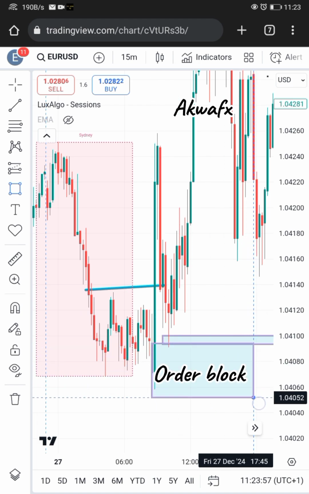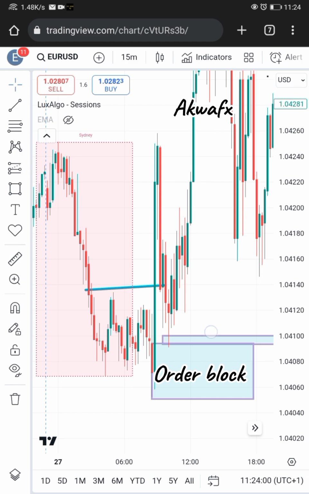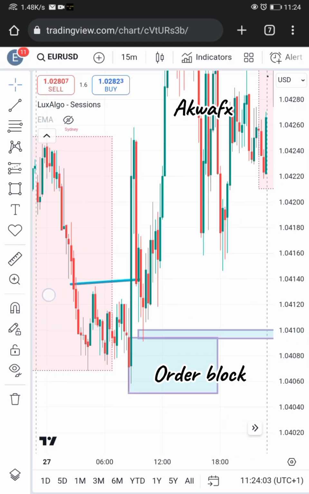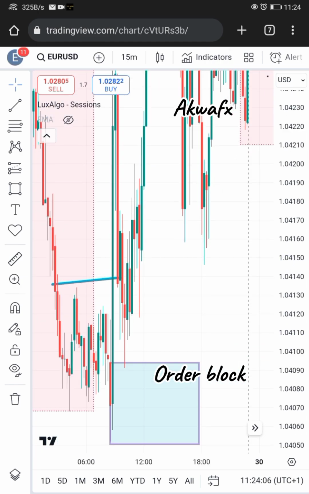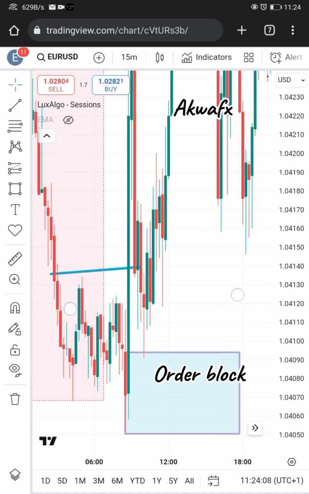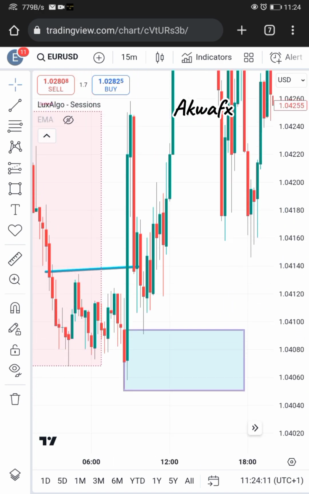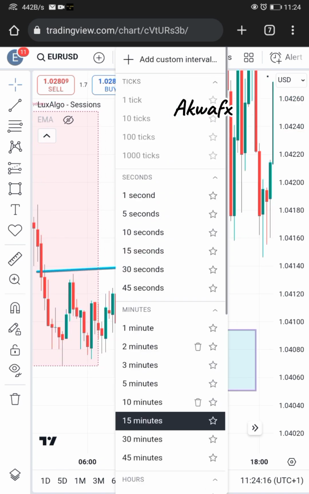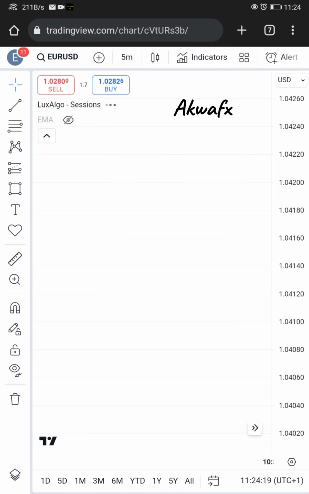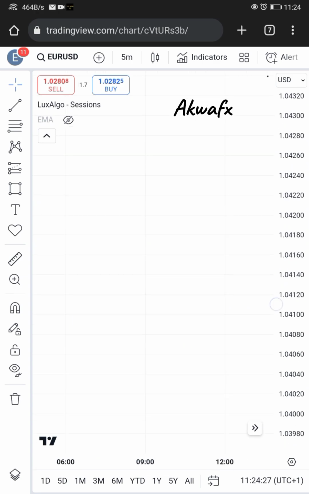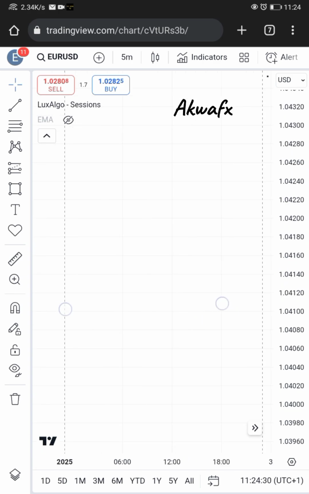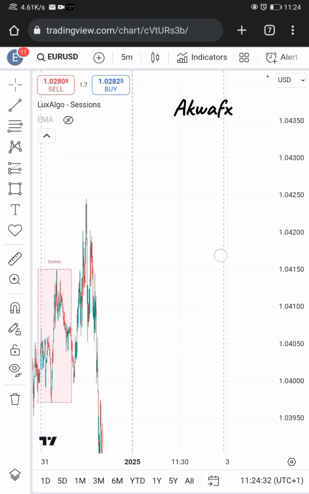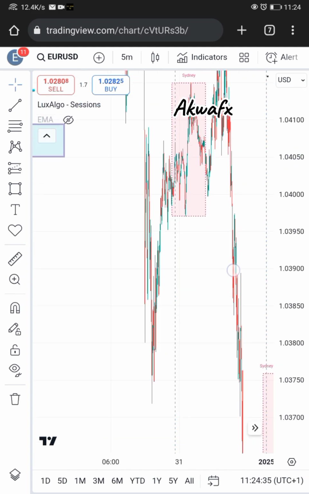You can see the market comes back and retests that zone. So once the market comes to this zone, you look for your entry. Once the market taps into the zone, you move down to 5 minutes. This is because you are trying to make sure that your risk is minimal while you maximize your profit.